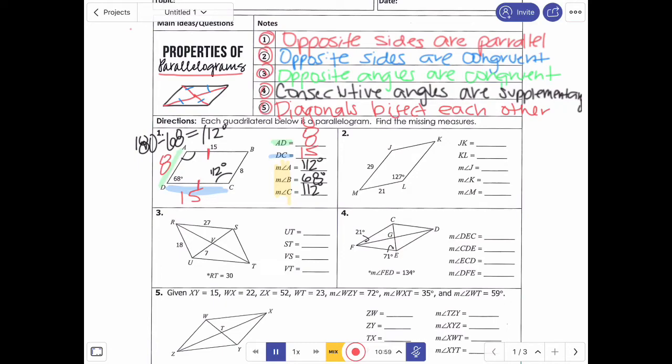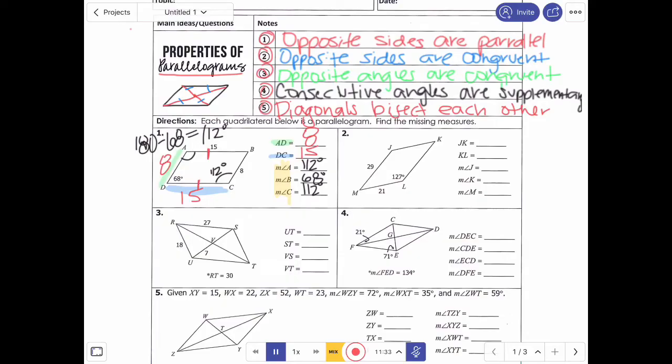Alright, so moving on to number 3. In number 3, we have some diagonals going on, and it looks like we're not being asked to find any angle measures. They're all just sides. So we're probably going to have to use that 5th property, though, that diagonals bisect each other. Oh, they tell us that RT is 30, which is helpful.